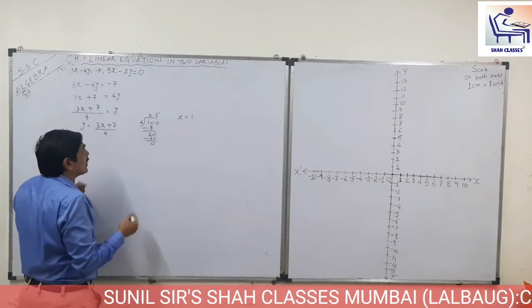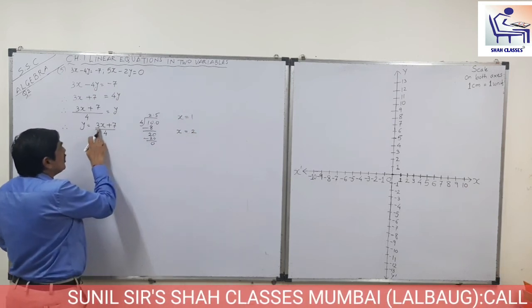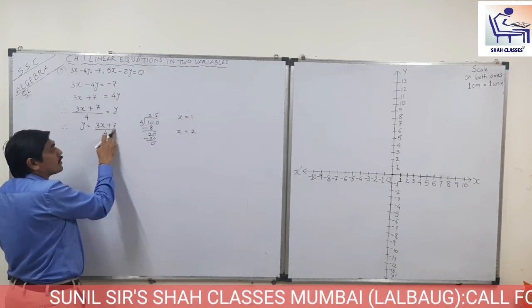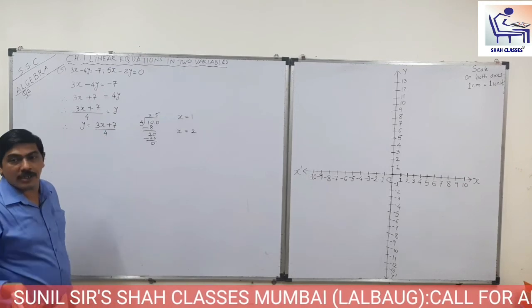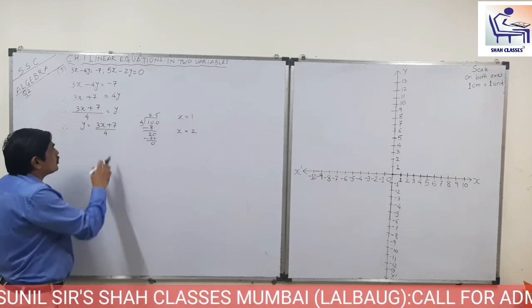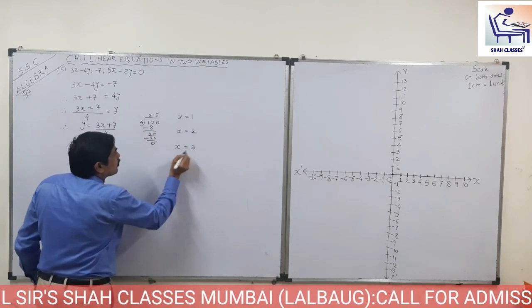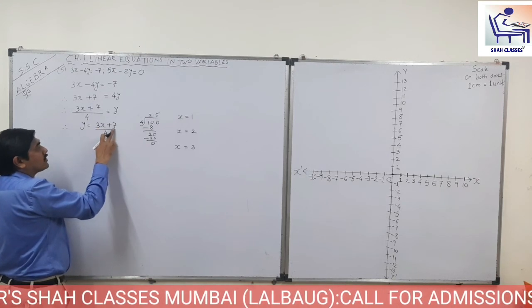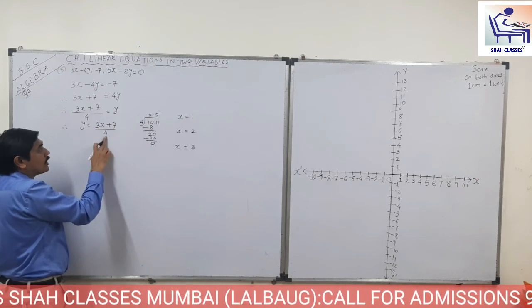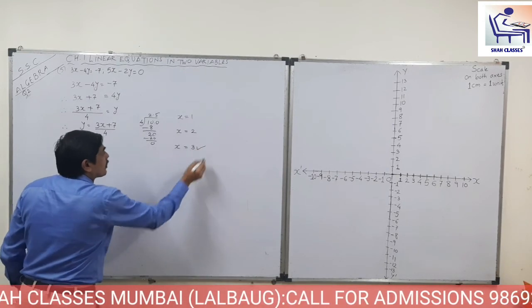Now I will go for the next value. x is equal to 2. 2 3s are 6. 6 plus 7, 13. 13 divided by 4. Again your answer is in fraction. So I will go for the next value. x is equal to 3. So 3 3s are 9. 9 plus 7, 16. And 16 divided by 4 is 4. So this value is acceptable.